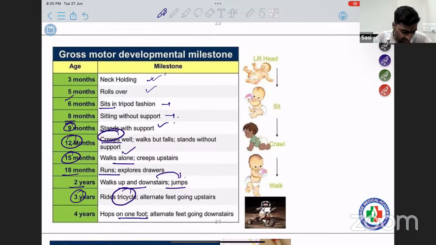Fine. This is to remember about the gross motor milestones, and mostly the questions are asked from the gross motor milestones. I think I just got some relations with the story. If you're able to remember, I'll appreciate that. If not, I will tell you just a few important ones that you need to remember in a later part.